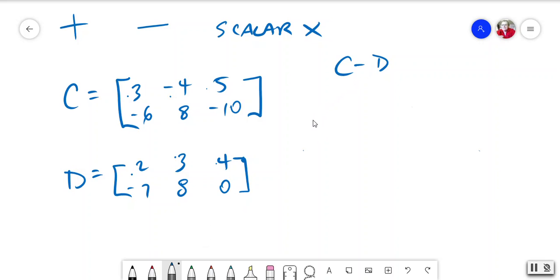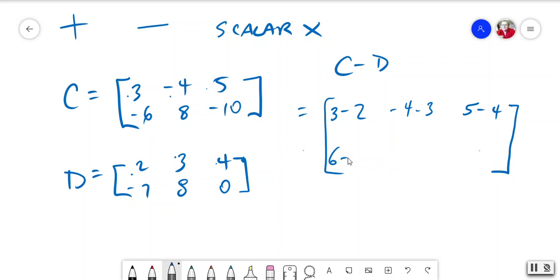So let's say C minus D equals 3 minus 2. Now this is kind of conventional. They're both positive numbers and 3 is bigger. Negative 4 minus 3. 5 minus 4. Negative 6 minus negative 7. 8 minus 8. And negative 10 minus 0.